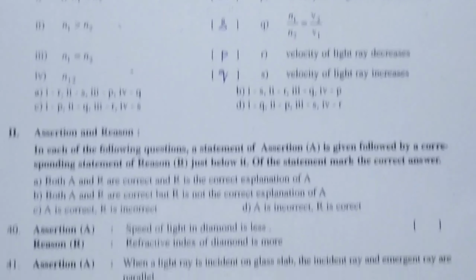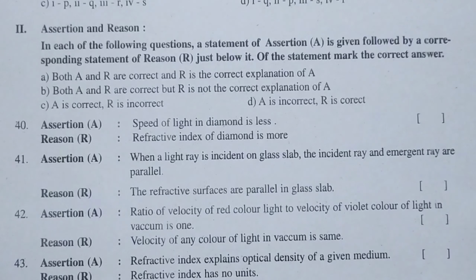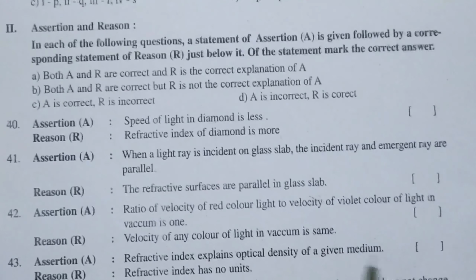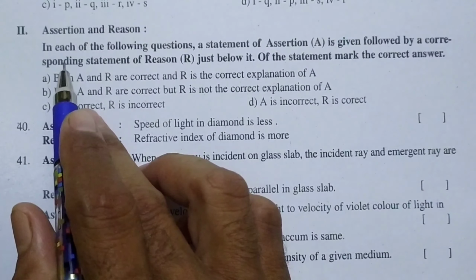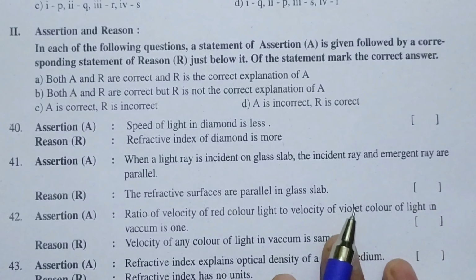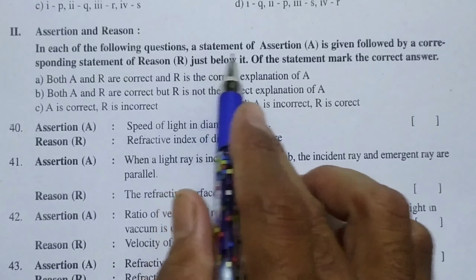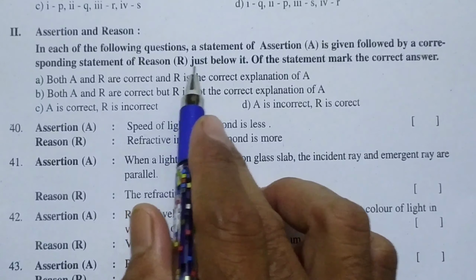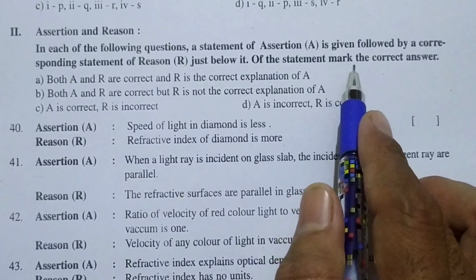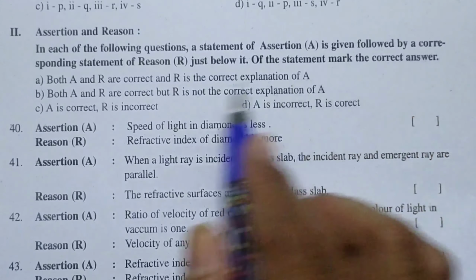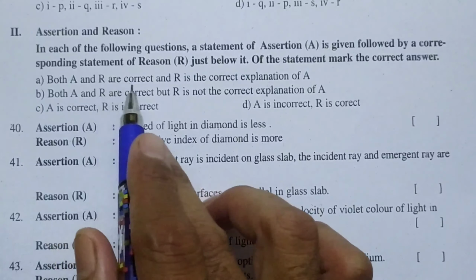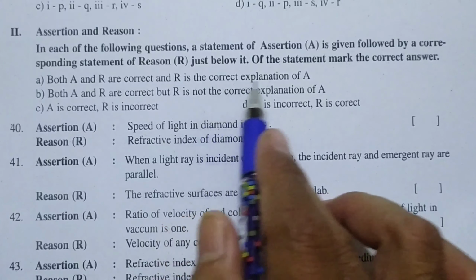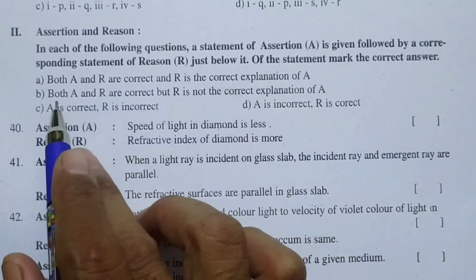Now we see Roman number 2. Those are assertion and reason type questions. Now we see the first one. Here let us read the given condition first. In each of the following questions, a statement of assertion A is given, followed by a corresponding statement of reason R just below it. Of the statements, mark the correct answer. Here we need to write option A if both A and R are correct and R is the correct explanation of A.